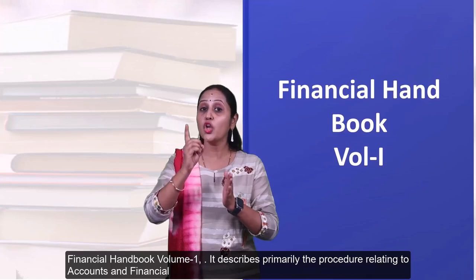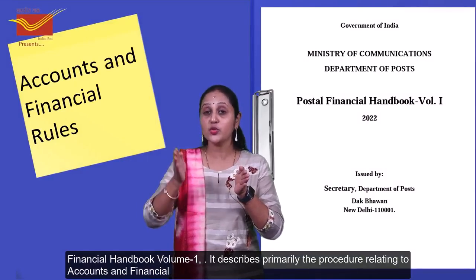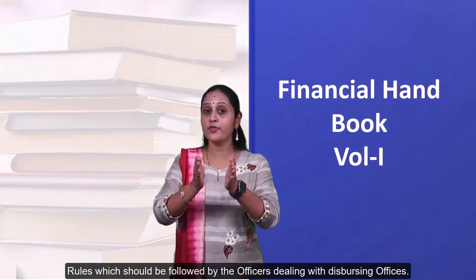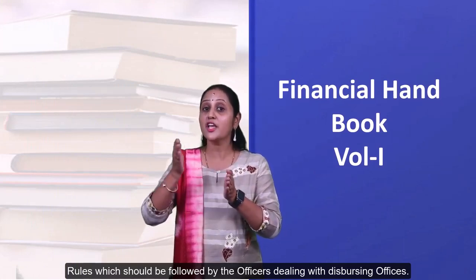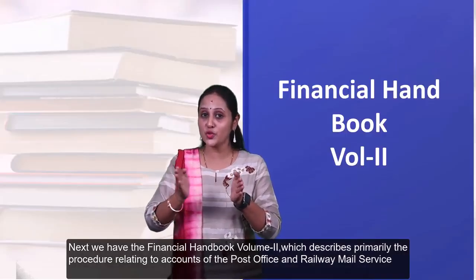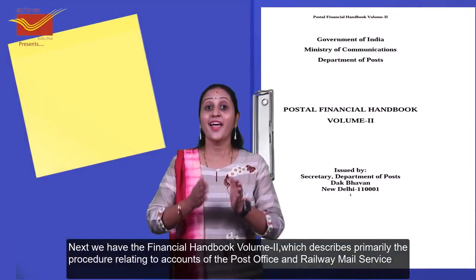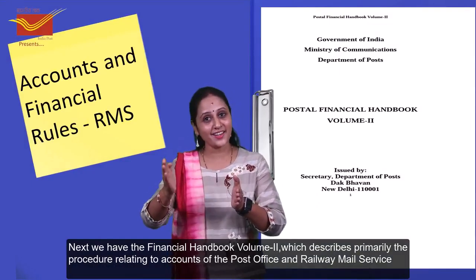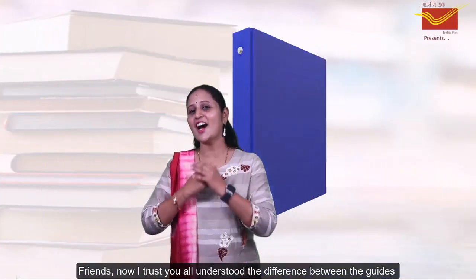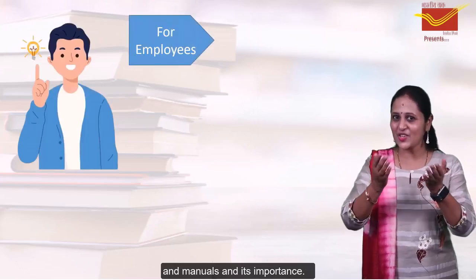Financial Handbook Volume 1 describes primarily the procedures relating to the accounts and the financial rules, which should be followed by the officers dealing with the disbursing officers. Next we have FHB Volume 2, which describes primarily the procedure relating to accounts of post office and railway mail service. Friends, now I trust you all understood the difference between the guides and the manuals and its importance.